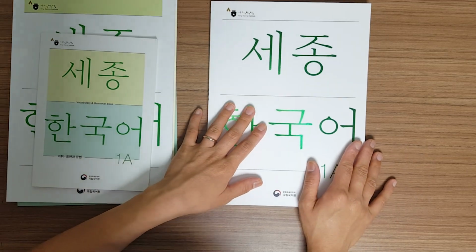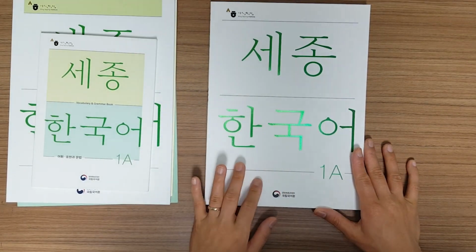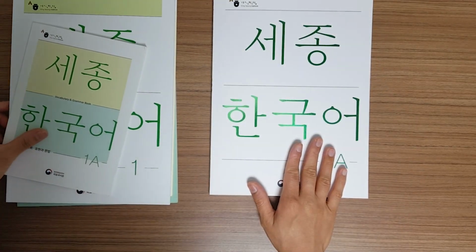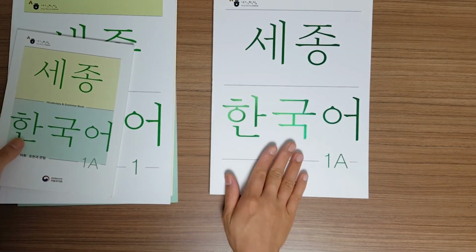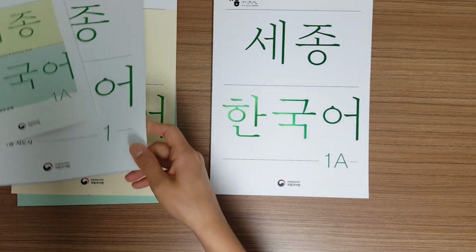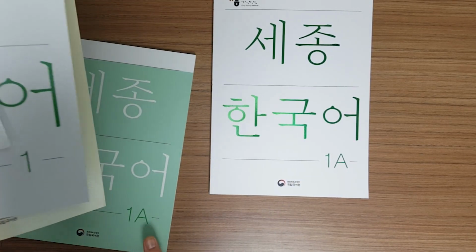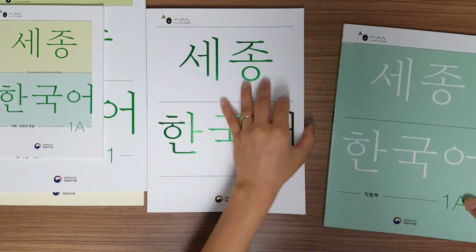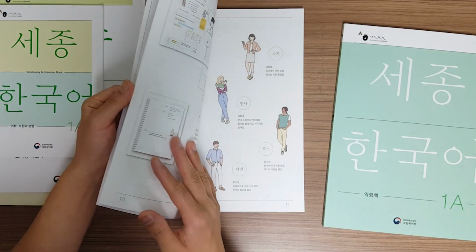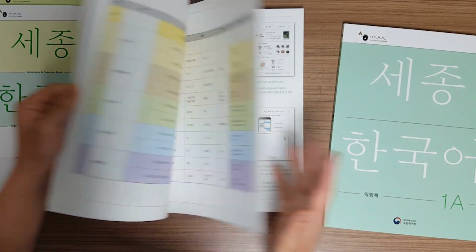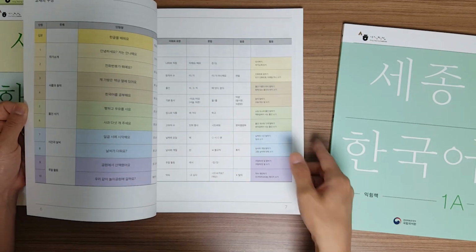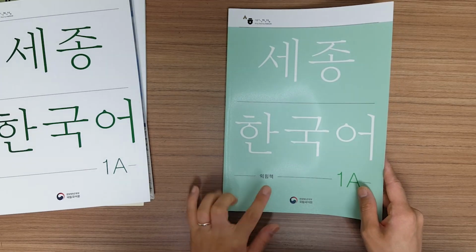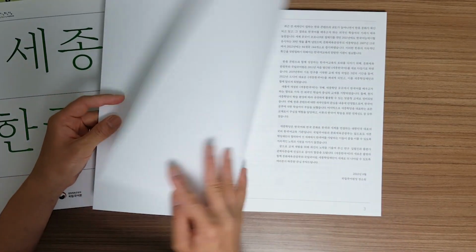So far we have looked at this book, which is the student book. Now let me show you the workbook. I hope you remember the basic structure of the student book, this table. And the workbook, 익힘책.